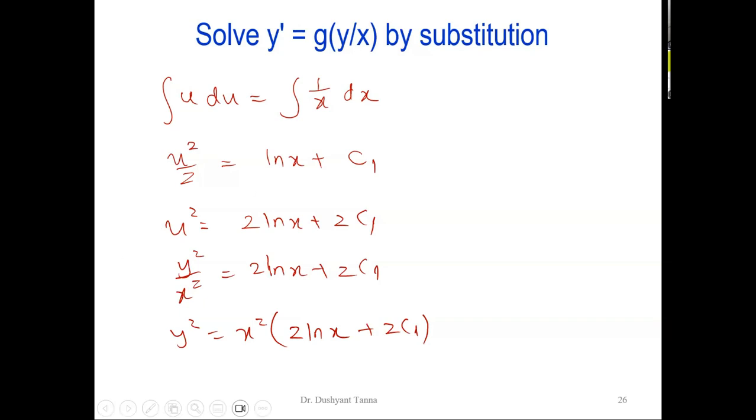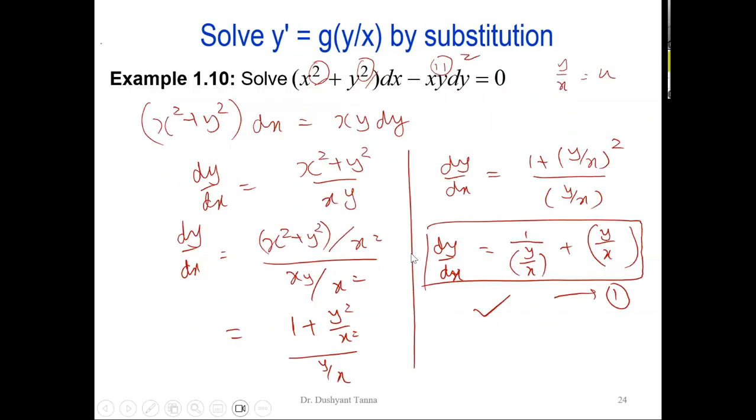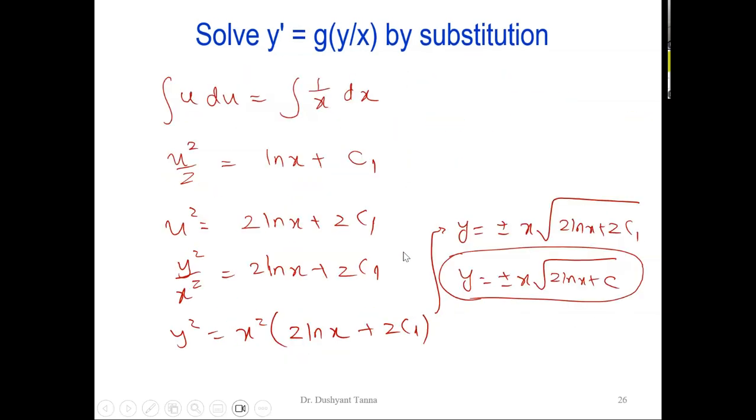Okay. I think I can put it back. Therefore, y is equal to plus or minus x times the square root of (2 ln x plus 2c1), or I'll call it c. That's my answer. I assume I'm not given any condition on x and y. No, no condition. So this is the general solution. That's it.